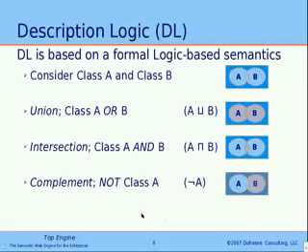So description logic is based on a formal logic-based semantic. Consider, for example, classes A and B. Then you can define the union as all of the individuals that belong to class A or class B, while the intersection would be all of the individuals that belong to class A and to class B. And the complement of class A could be defined as all of the individuals that do not belong to class A.